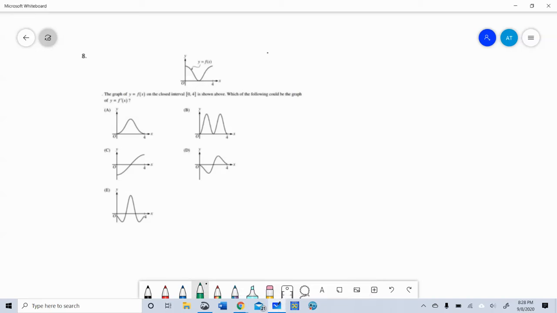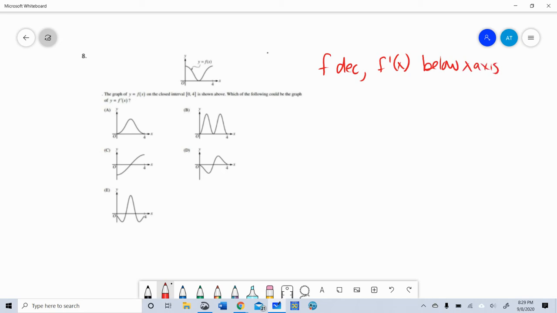In number 8, we have a graph of f of x, and we want to know which one could be the graph of the derivative. And so we're just going to examine the things that we look for when trying to decide what the derivative graph could be. So the first thing we might look for is where f is decreasing. We know that if f is decreasing, that f prime must be below the x-axis.